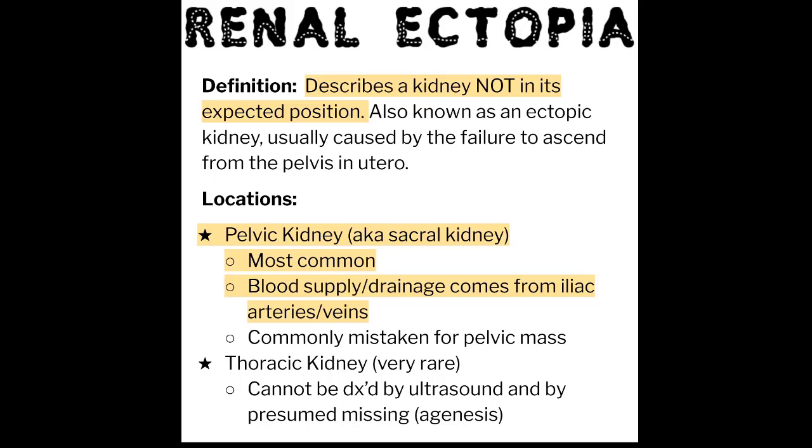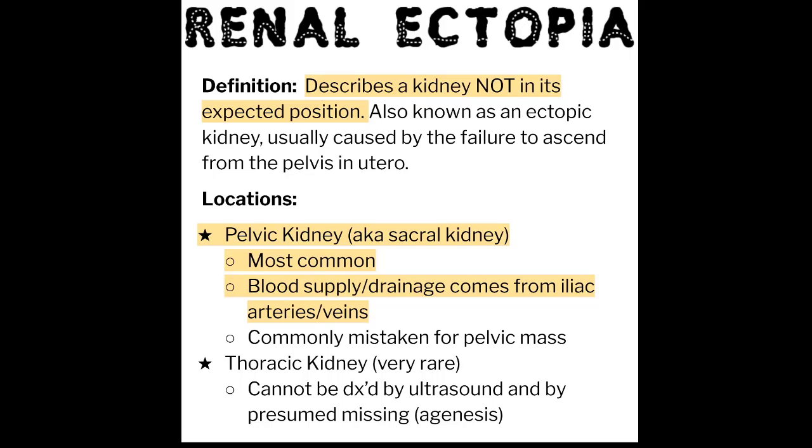Now, there are 2 locations when we think of general renal ectopia that we want to check for an ectopic kidney. The first one is going to be pelvic kidney. This is the most common. It's also known as a sacral kidney. And what it means basically is that the kidney never left the pelvis during the migration period. And because of that, it commonly gets mistaken for a pelvic mass. When people go to the doctor and they're kind of pushing around in their stomach, they can feel the kidney in that abnormal location, and then they get sent to ultrasound or CT to evaluate for the mass, and it ends up being that pelvic kidney.